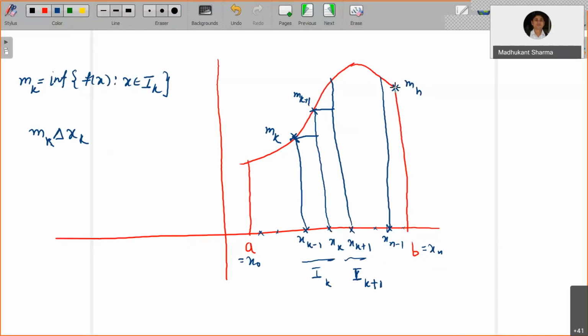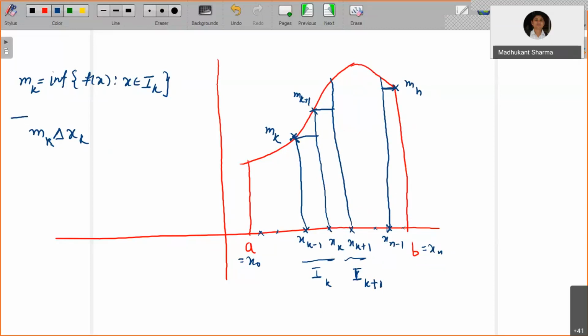Okay, and this is going to be when it is decreasing here. So see, it is decreasing here. Still it is going to create the lower rectangle. Okay, lower means the rectangle lies below the curve. So if you take the sum, mk into delta xk gives you the area of all possible lower rectangles which lie below the curve.